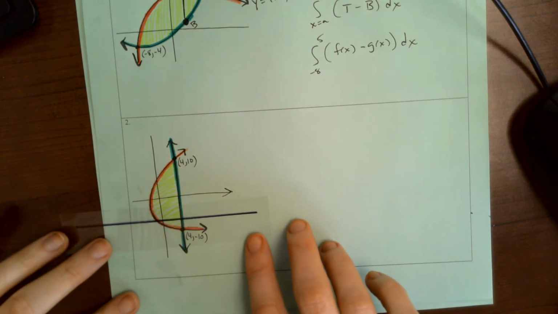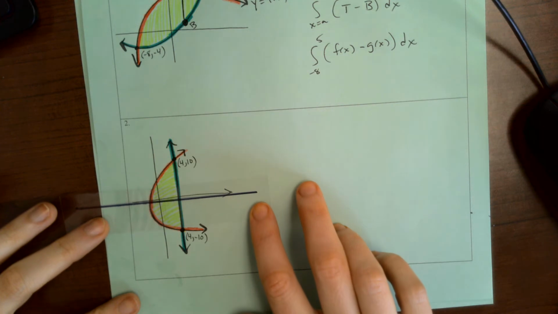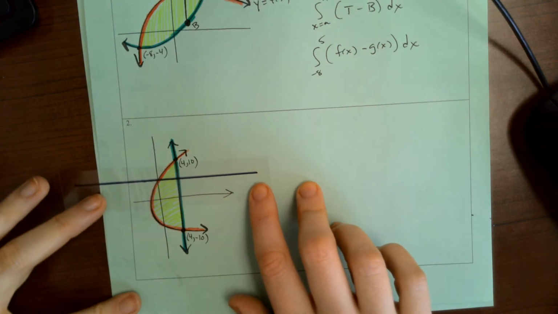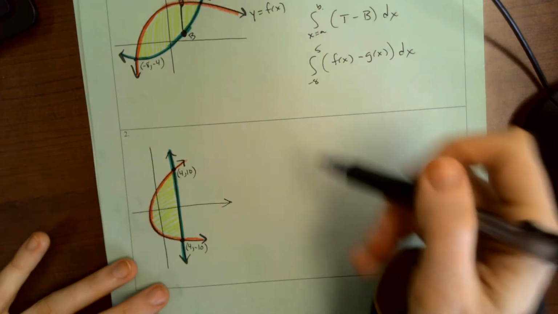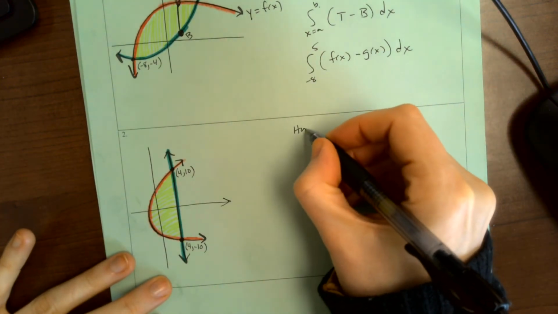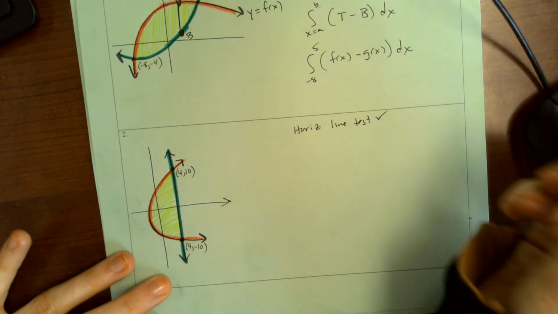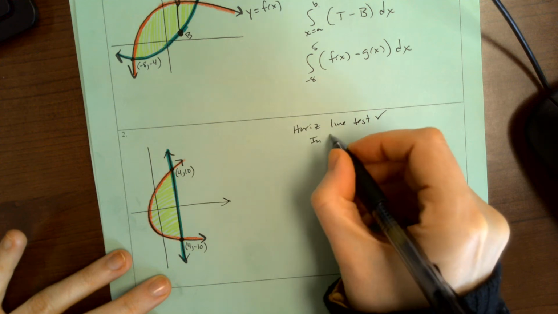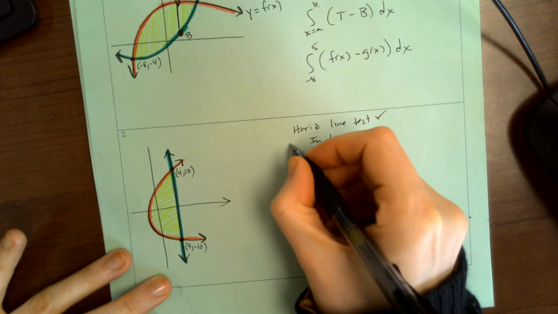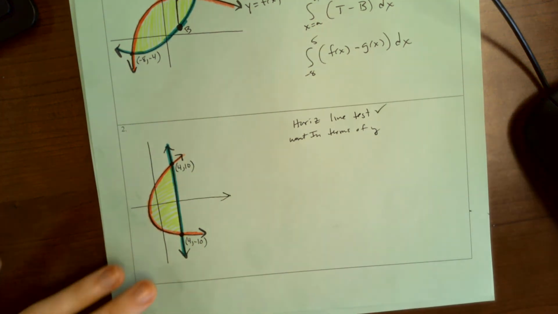Let's try the horizontal line test. Yep, I'm only hitting each graph 1 time. Okay, so it is the horizontal line test. So horizontal line test, check. I want, okay, so I want in terms of y.